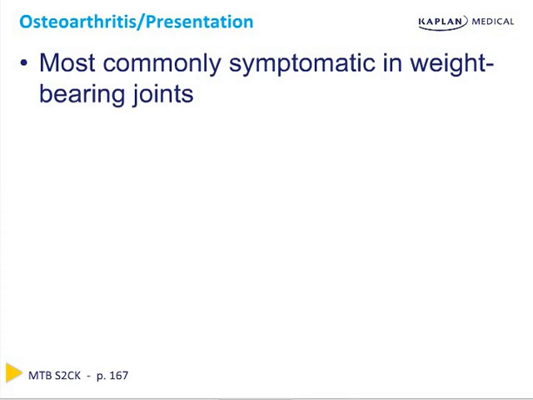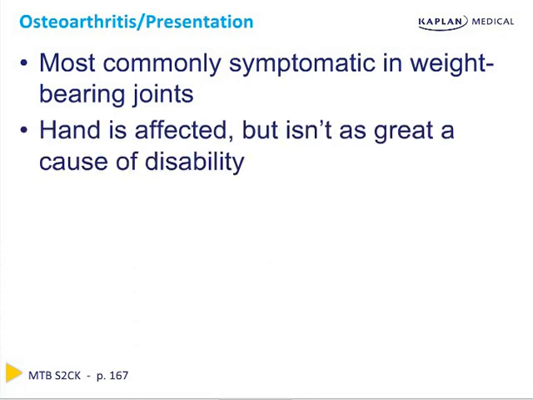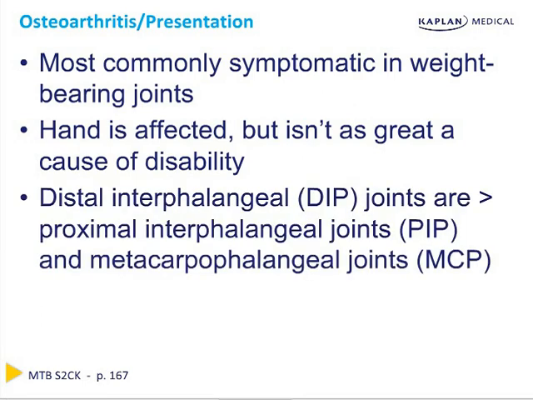Degenerative joint disease is most commonly symptomatic in weight-bearing joints, such as the knees, hips, and ankles. The hand is affected, but it does not cause a great deal of disability. The distal interphalangeal joints are more commonly affected in the hands compared to the proximal interphalangeal joints and the metacarpophalangeal joints.